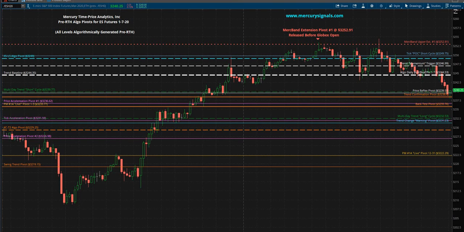If you saw the video last night, we talked about our Mercury dynamic pivots, which are long cycle algorithmic pivots. They are incredibly compressed. They're not on this particular chart. This is our ES March chart. Let's go back here quickly and show you what we're talking about.